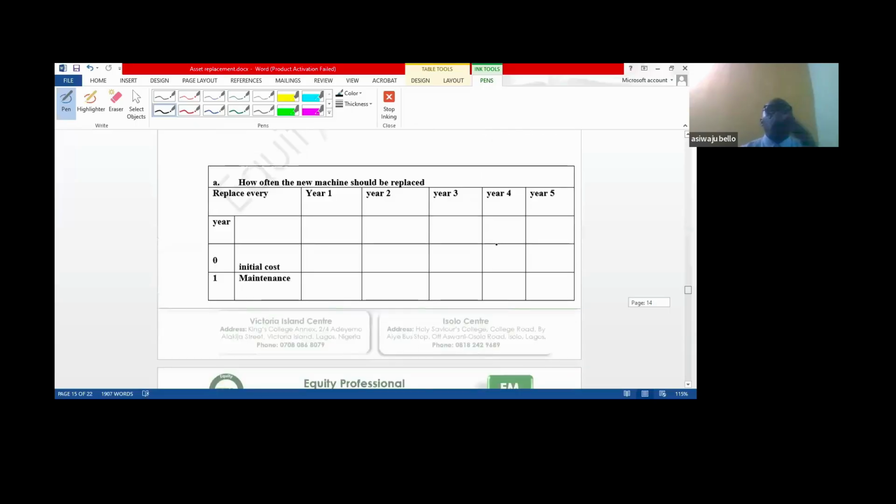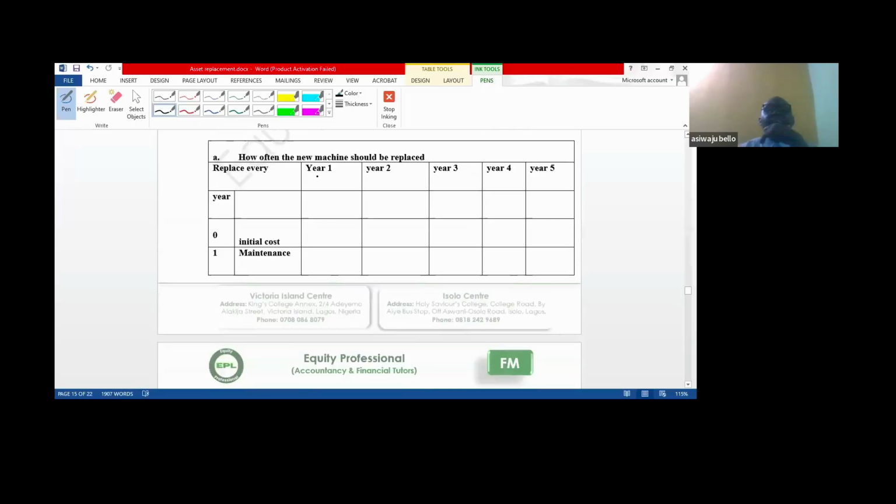Look at the option. Replace every 1 year or 2 years or 3 years or 4 years or 5 years. Initial cost of the asset, that is 3.5 million. That's in brackets.